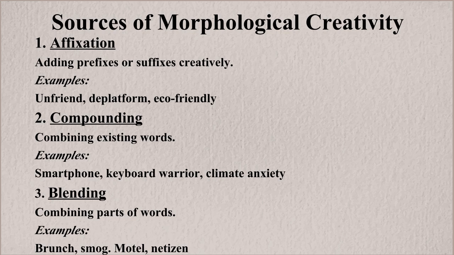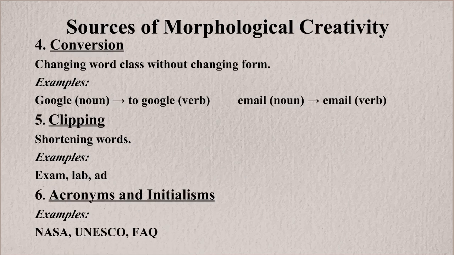Third is blending, which combines parts of words. For example, brunch, smog, motel, netizen. All of these words have taken some part of two specific words to create a new word. Fourth is conversion. This changes the word class without changing the form. For example, Google is a noun, but according to the use, it changes the word class from noun to verb, like to Google. Another example is email, which is a noun and changes to the verb to email. Fifth source is clipping, meaning shortening the words. For example, short forms: exam, lab, ad.